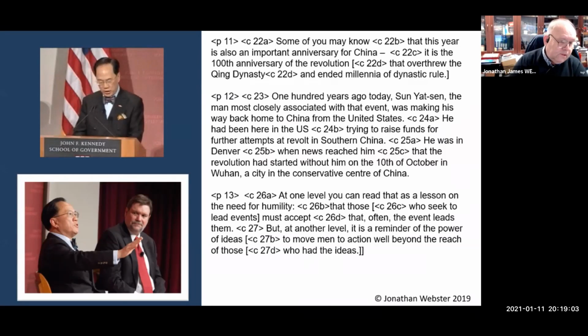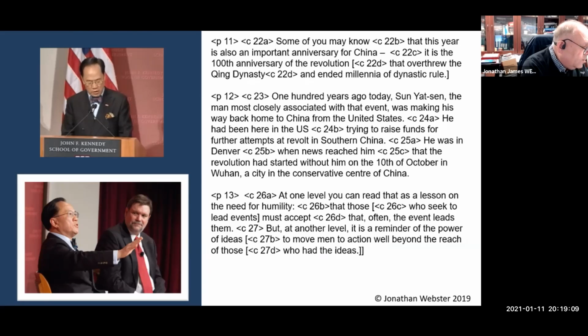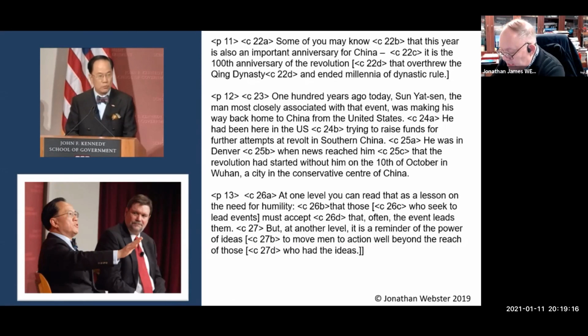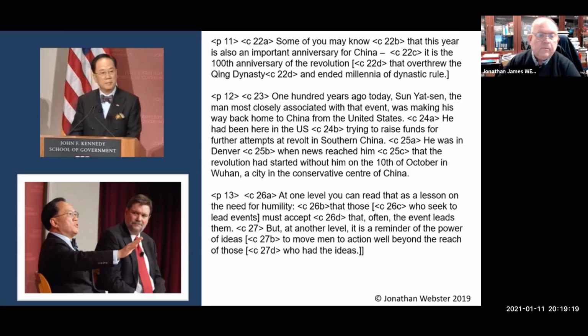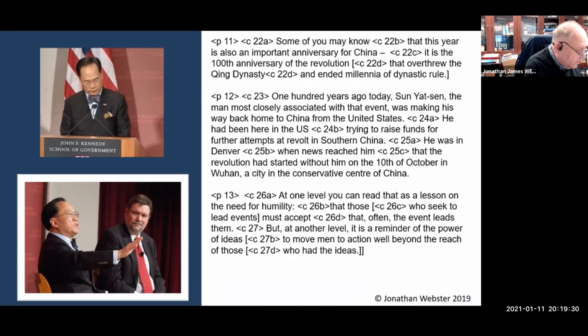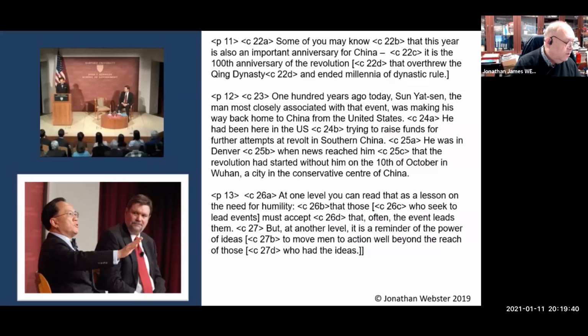Some of you may know that this year is also an important anniversary for China. It is the 100th anniversary of the revolution that overthrew the Qing dynasty and ended millennium of dynastic rule. 100 years ago today, Dr. Sun Yat-sen, the man most closely associated with that event, was making his way back home to China from the United States. He had been here in the US trying to raise funds for the further attempts to revolt in southern China. He was in Denver when the news reached him that the revolution had started without him on the 10th of October in Wuhan, a city in a conservative center of China.